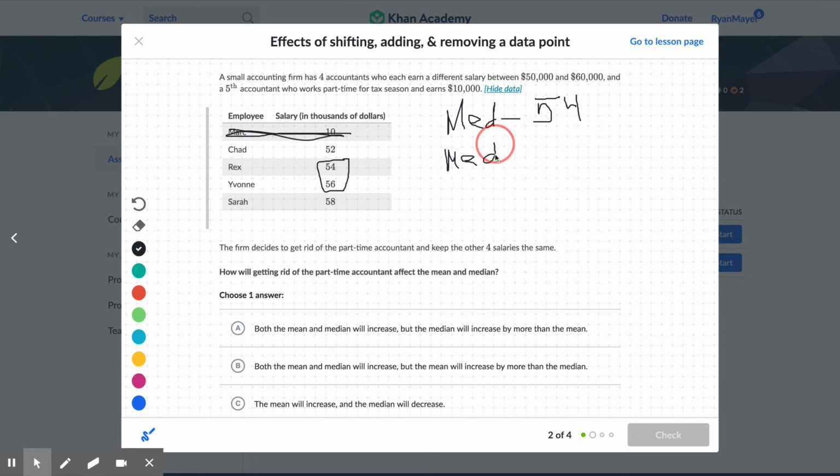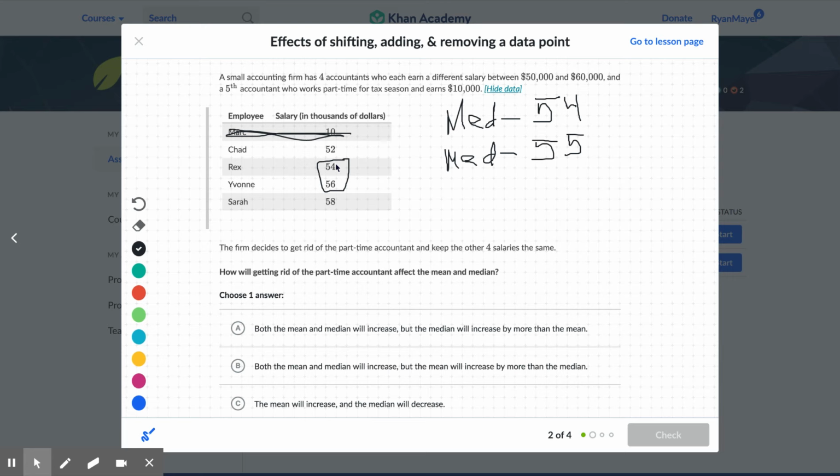All right, so the new median is now 55. It increased by 1. Okay, that's nice to know. Median went up by 1. What do you think is going to happen? And this is where you're going to have to, again, maybe even make estimates.